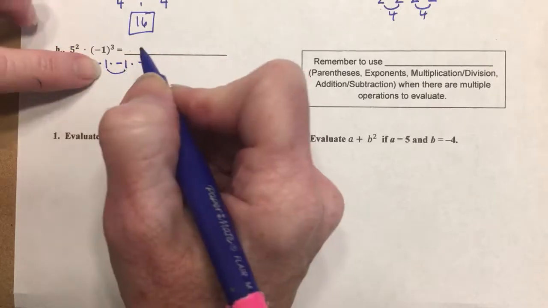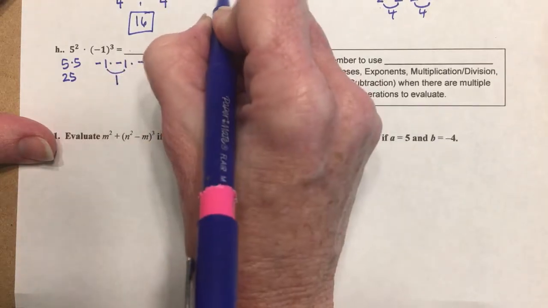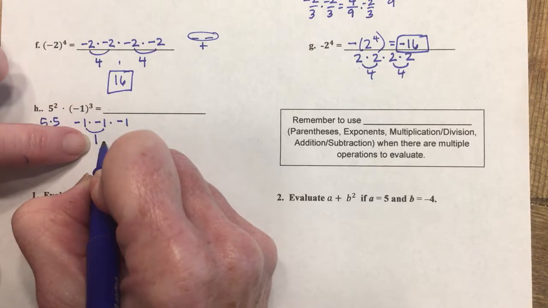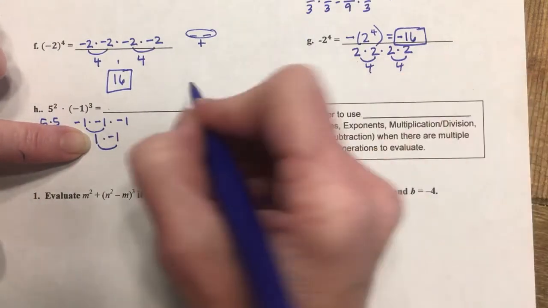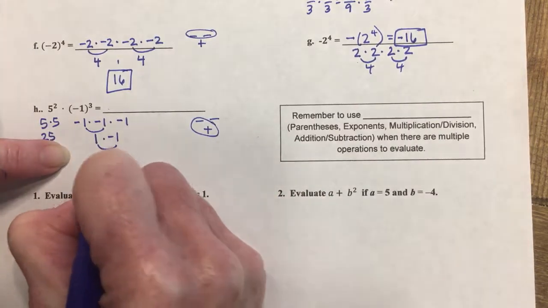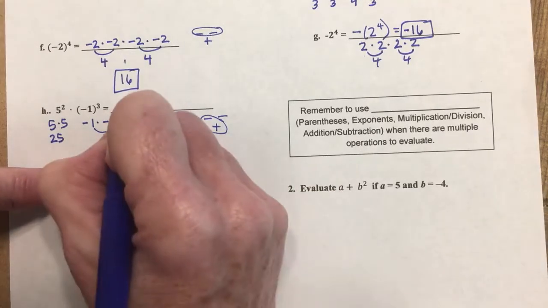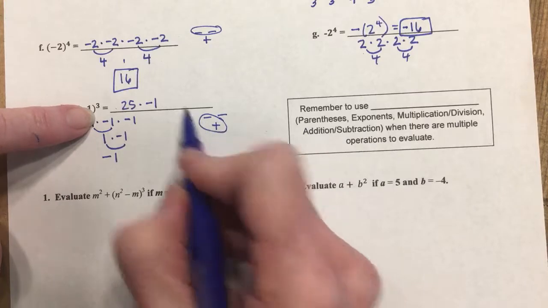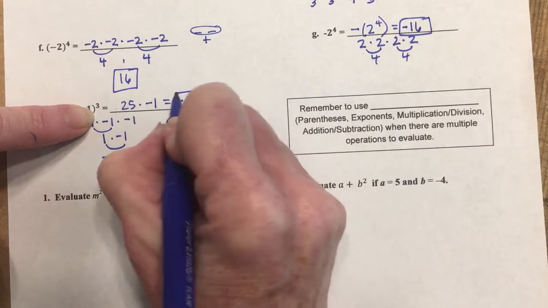So if I do the first two, negative 1 times negative 1, I get positive 1, because a negative times a negative is positive. Now I have to do this one times negative 1. A negative times a positive is a negative, so this becomes a negative 1. Now I have to do these two, 25 times negative 1, and a negative times a positive is negative. So this would be negative 25.